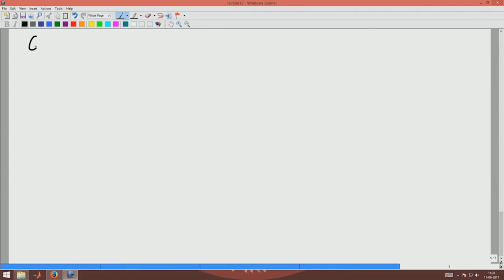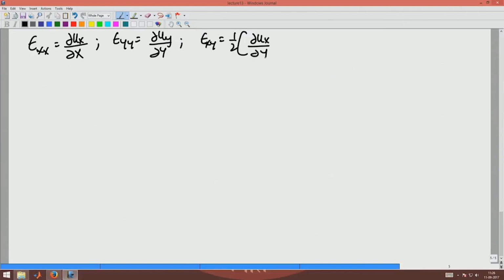I have epsilon xx as dou ux by dou x, epsilon yy as dou uy by dou y, and epsilon xy as 1 half (dou ux by dou y plus dou uy by dou x).